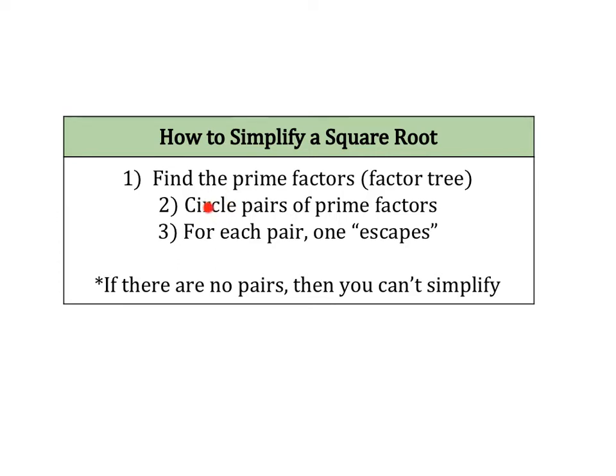Then you're going to circle pairs of prime factors. Remember, pairs are groups of two. For each pair that you circle, one of those numbers is going to quote unquote escape outside of the square root sign. So this is the process for simplifying. However, it is important to note that if you find your prime factors and there are no pairs, that means you can't simplify, and we will call that a prime number.